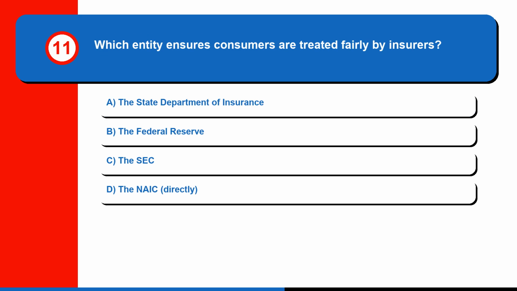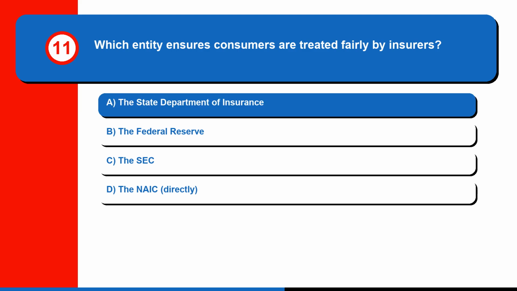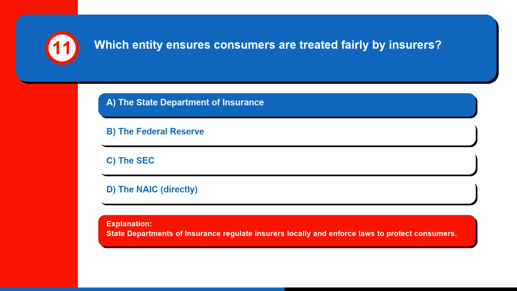Question 11. Which entity ensures consumers are treated fairly by insurers? A. The State Department of Insurance, B. The Federal Reserve, C. The SEC, or D. The NAIC, directly. The correct answer is A. The State Department of Insurance. State departments of insurance regulate insurers locally and enforce laws to protect consumers.